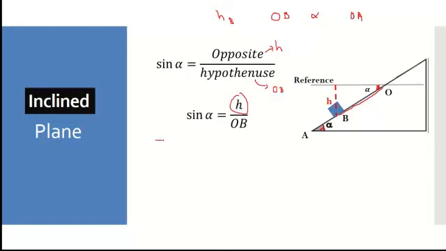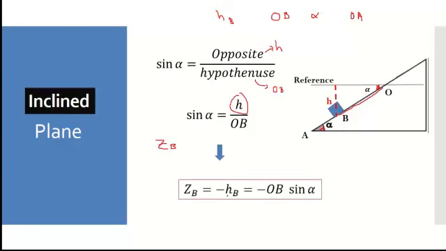But what if I want to find ZB? We must pay attention that B is below the reference. This is why I write ZB equal to minus the height of the point B, which equals minus OB sine alpha. So we must always pay attention whether it's below the reference or above the reference. And sometimes I don't have OB, but what would be given? You have OA as given and you have AB. Simply I can find OB by using OB equal to OA minus AB. But the concept won't change.